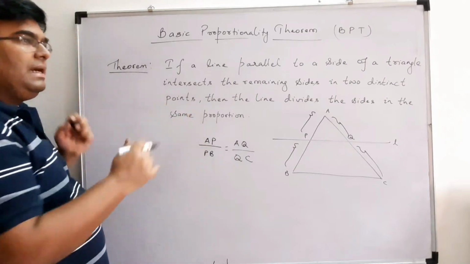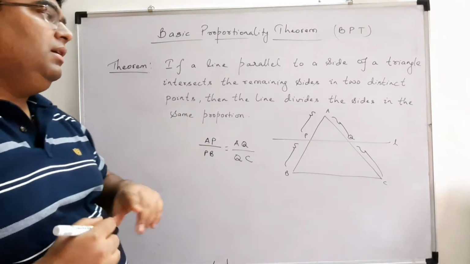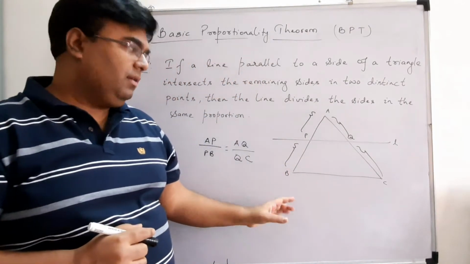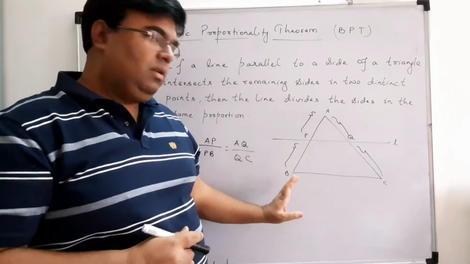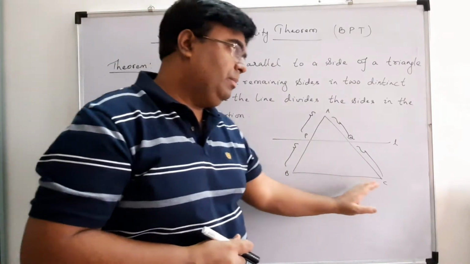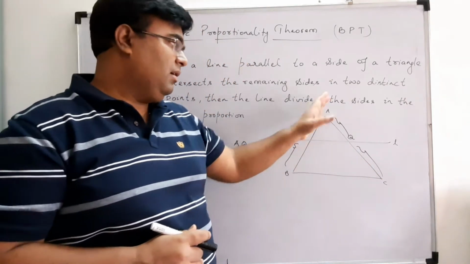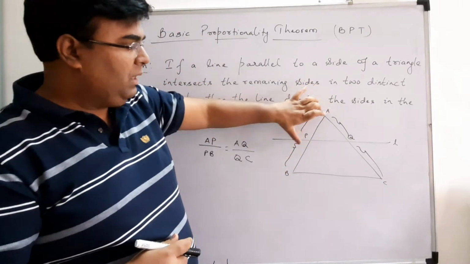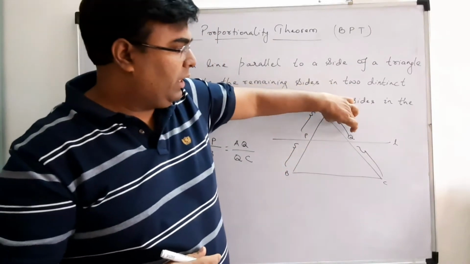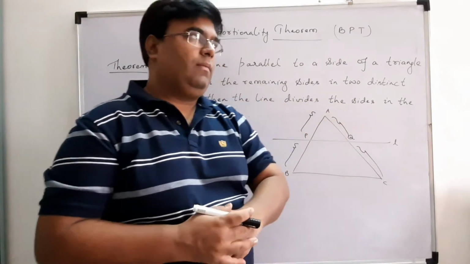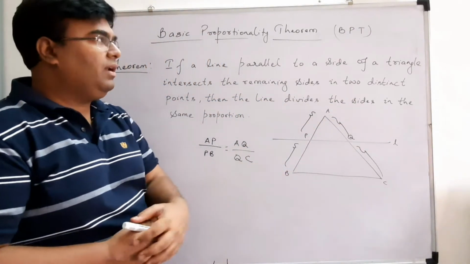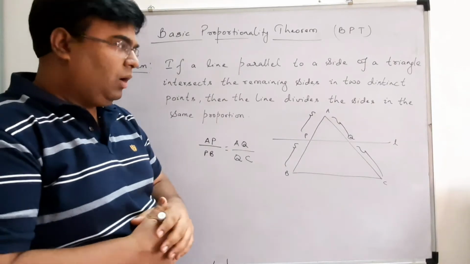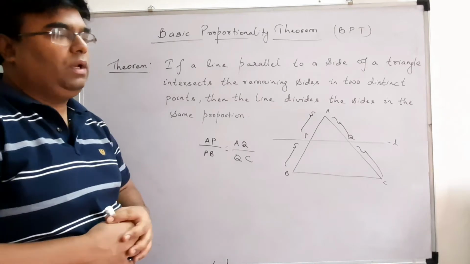Correct? First, understand the theorem: if a line which we draw parallel to any side of the triangle, in this triangle I have drawn the line parallel to BC, intersects the other two sides in two points P and Q, then the ratio AP upon PB is equal to AQ upon QC. Right? This is a very important theorem of triangles, BPT. Okay, and now we will prove how this ratio is equal.